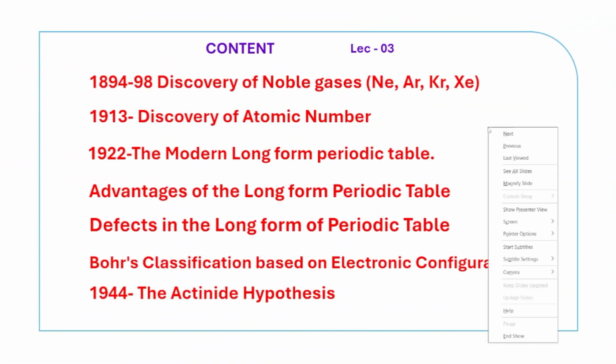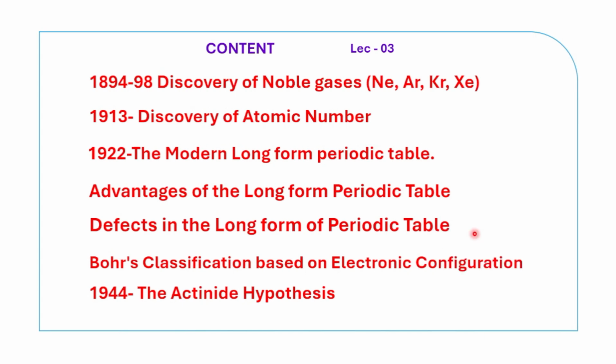So in the previous lecture, we discussed the discovery of noble gases, the discovery of atomic number, the modern long form periodic table, advantages as well as defects in the long form of the periodic table, Bohr's classification based on electronic configuration, and the Actinide hypothesis. All these things we covered in lecture 3. If you have not seen that video, please go and check it.